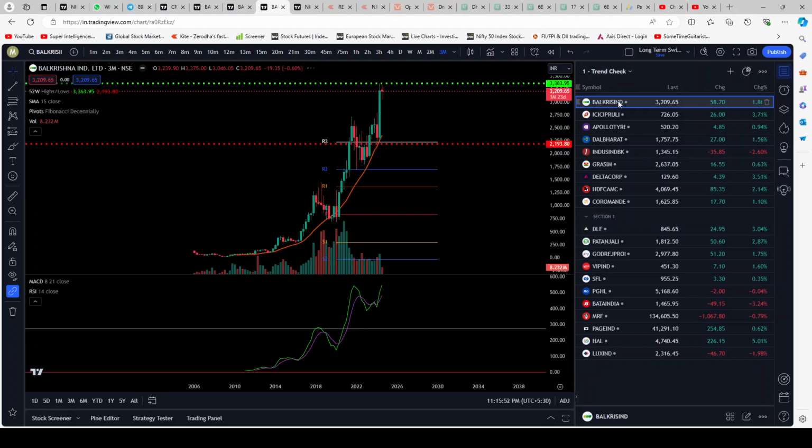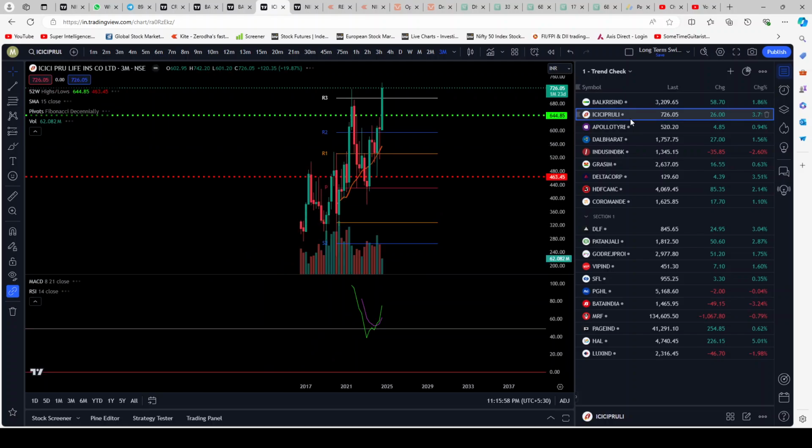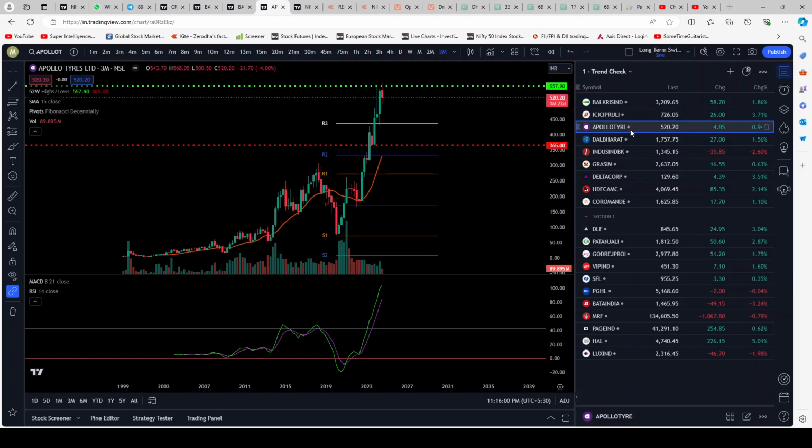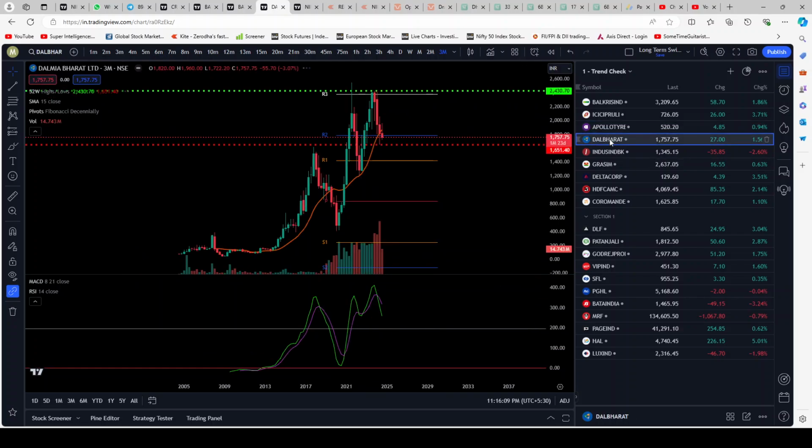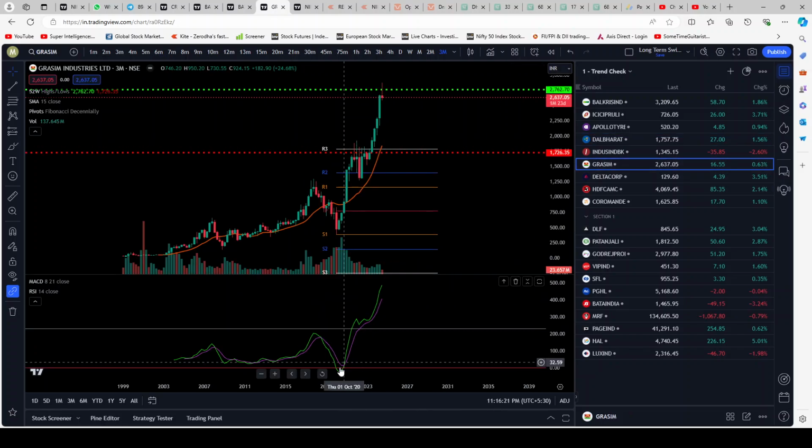So Balakrishna, let's see over here. Balakrishna. It can go up further. ICICI. Some charts don't have the data for a very long period, so we can't discuss. Apollo Tires above R3. See, the thing to note is some will be on their first run, some will be towards their second run. All right, remember that.